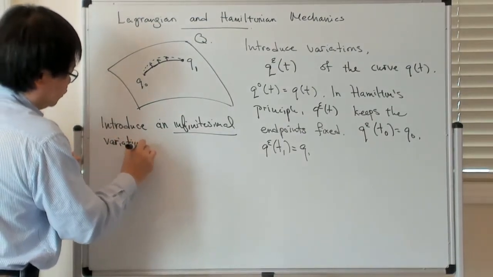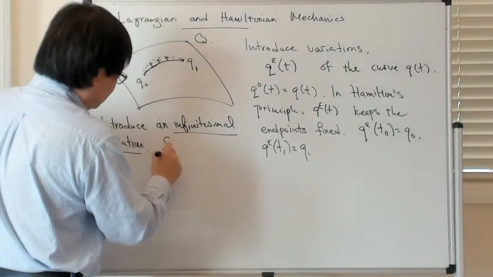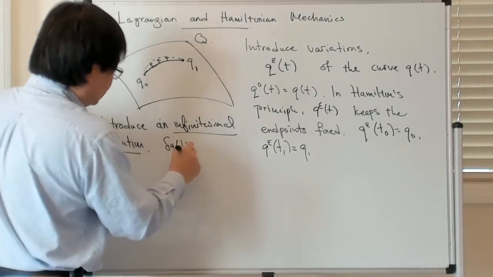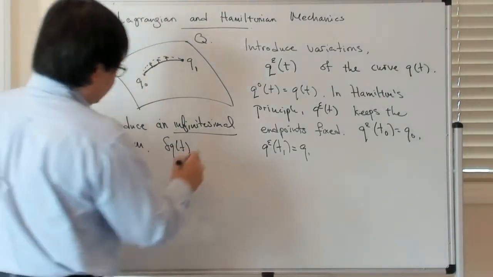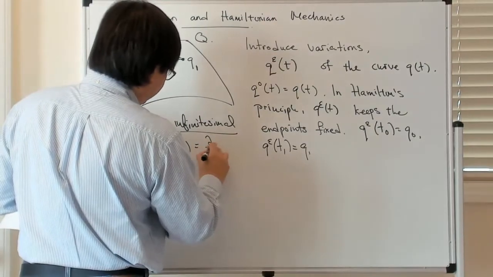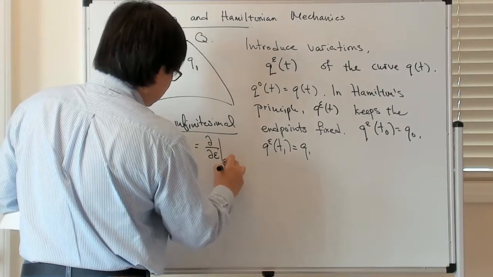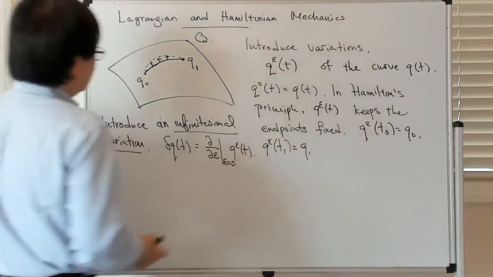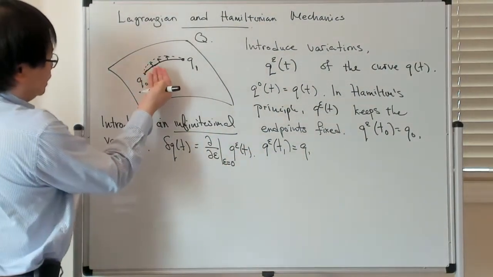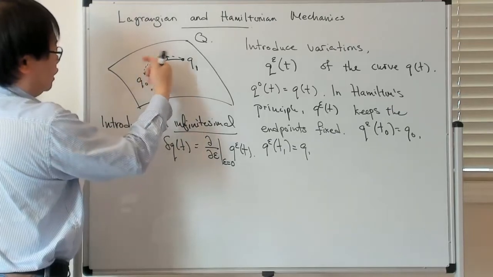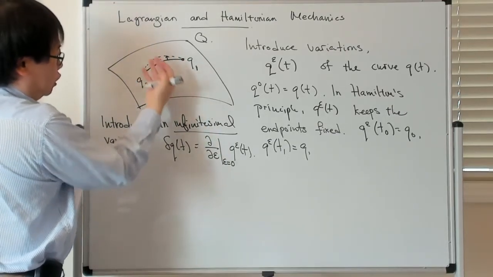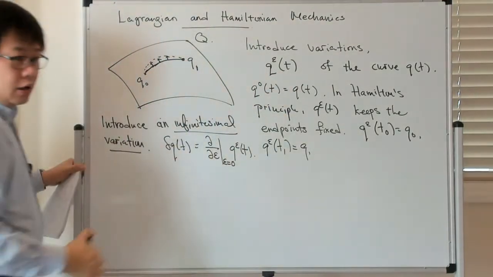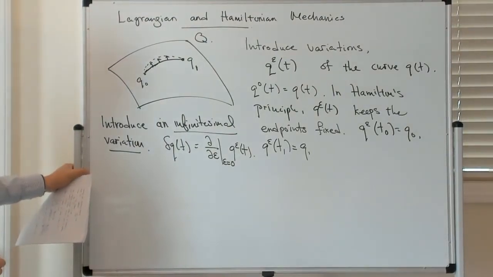And what do we mean by that? So we denote this by delta of q at t, and this is really nothing more than the partial derivative with respect to epsilon, evaluated at epsilon equals 0, of q epsilon of t. So more or less, it's the vector field along this curve which locally generates this parametric family of variations.